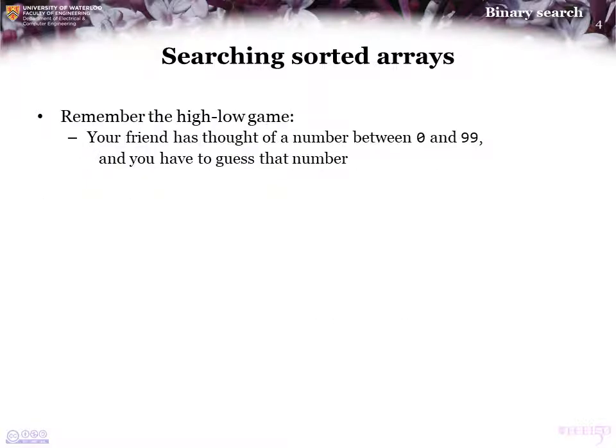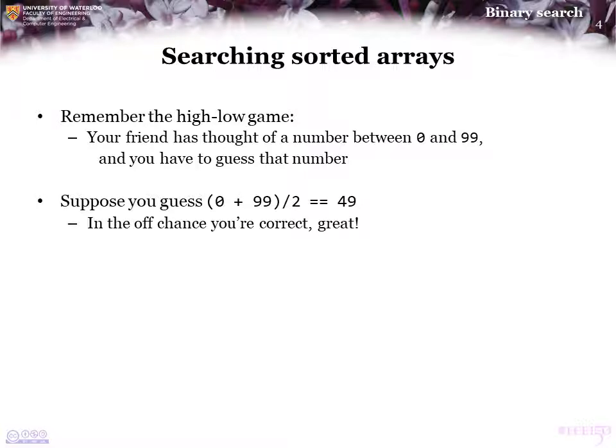Now, remember the high-low game. Let's suppose that your friend thought of a number between 0 and 99 and you had to guess that number. How about guessing 0 plus 99 divided by 2? Here we are using integer rounding, so 99 divided by 2 is equal to 49. In the off chance you're correct, great.